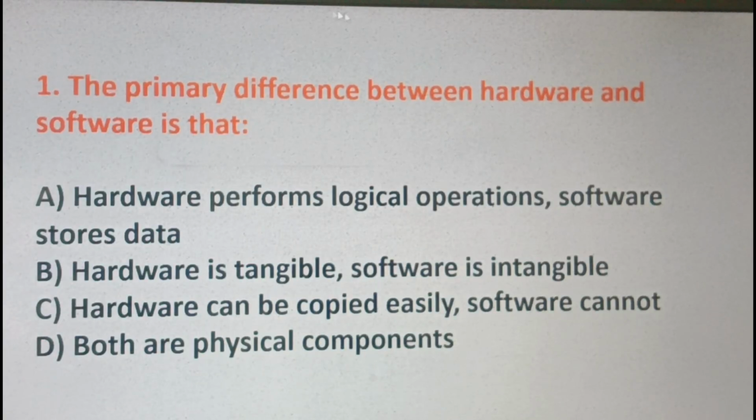First question. The primary difference between hardware and software is that: hardware performs logical operations, software stores data; hardware is tangible, software is intangible; hardware can be copied easily, software cannot; both are physical components. The correct answer is option B.